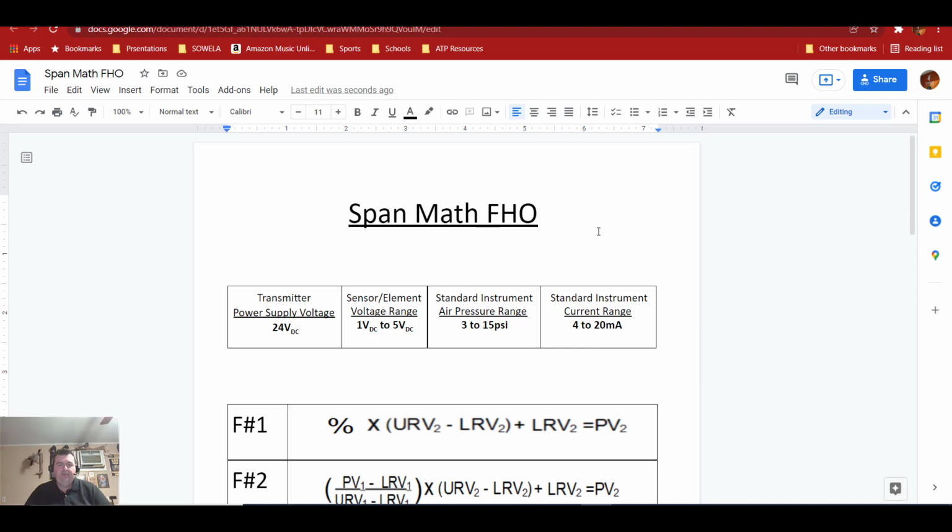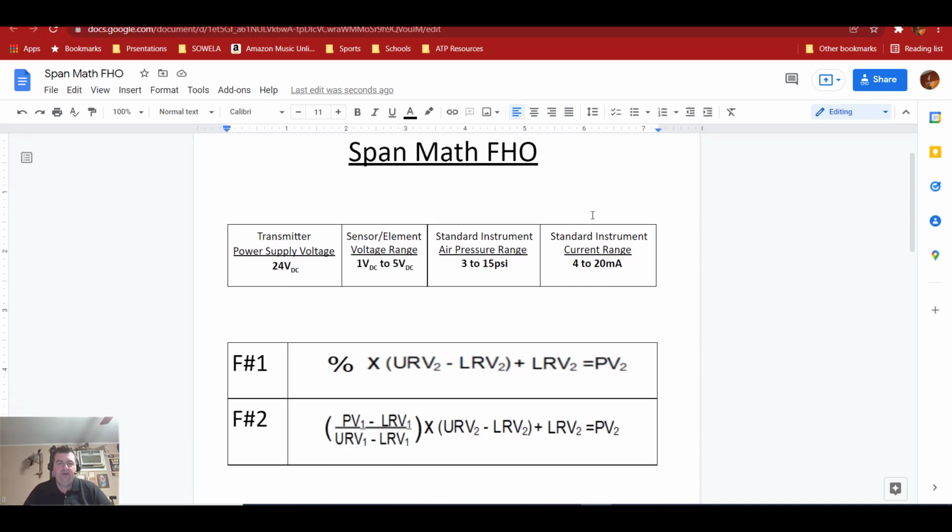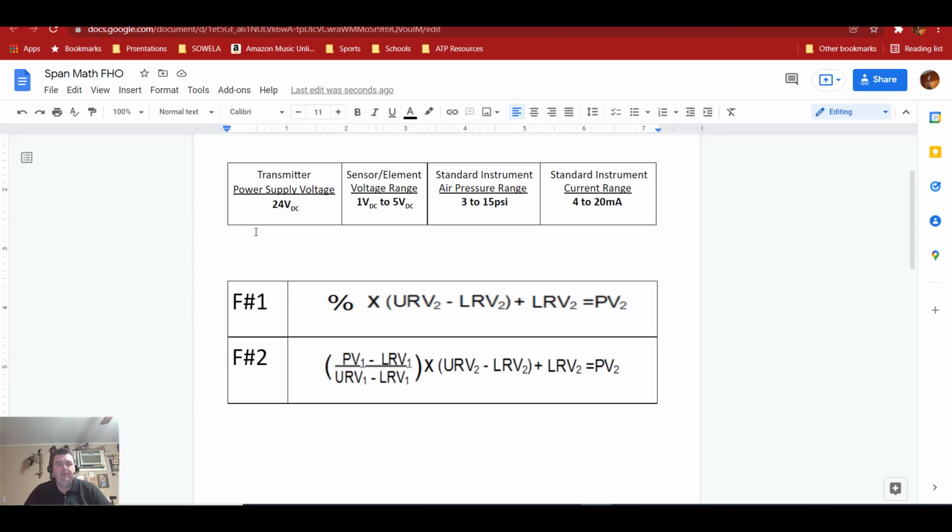This is the information I'll be using to solve the equations. If you don't have this information, you may want to pause the video now and write this information down. Transmitter power supply, 24 volts DC. Our voltage range will be 1 to 5 volts DC. Standard instrumentation air pressure, range 3 to 15 psi, and standard instrument current range 4 to 20 milliamps.